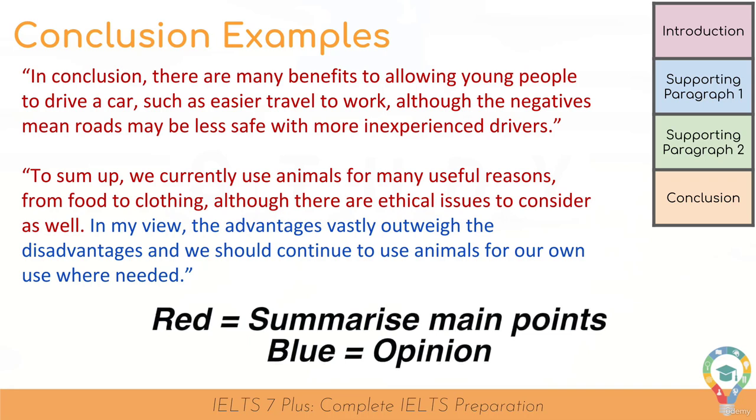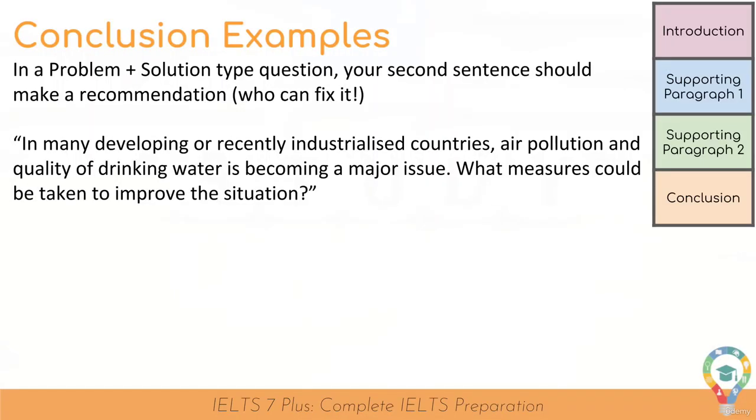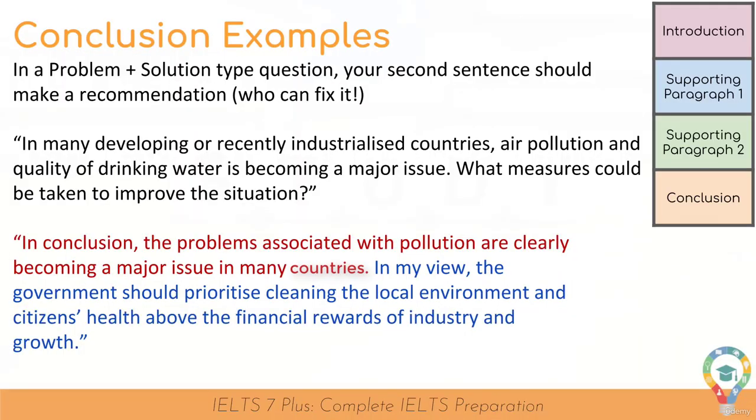Now, I did say that problem-solution questions require a slightly different approach. So as the final part of this lesson, let's take a look at that. We'll return to the question of air pollution and the quality of drinking water and what measures could be taken to improve this. Now, in a problem-solution type question, your first sentence wants to summarize and paraphrase the main points of your essay. Your second sentence should make a recommendation as to how the problem can be solved and who should do it. Let's see the conclusion that I have for this question.